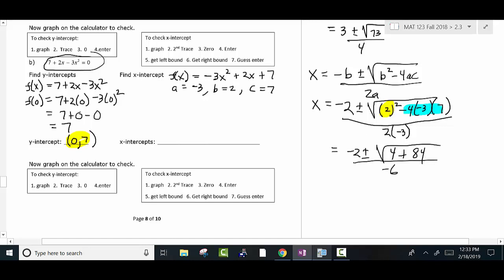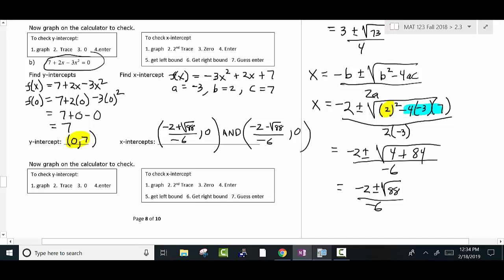And we're not going to do a lot of simplifying on this for this class, so this is just negative 2 plus or minus the square root of 88 over negative 6. And for this class, that's going to be good enough. You could get decimals on that, and I'm going to show you how to do this in just a minute. So I'm just going to write the first x-intercept is negative 2 plus root 88 over negative 6, comma 0, and it doesn't matter which one. And then the second one is going to be negative 2 minus root 88 over negative 6, comma 0, like that.